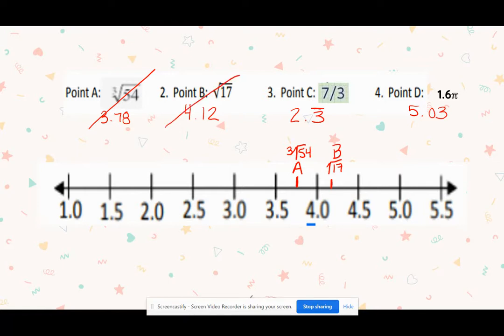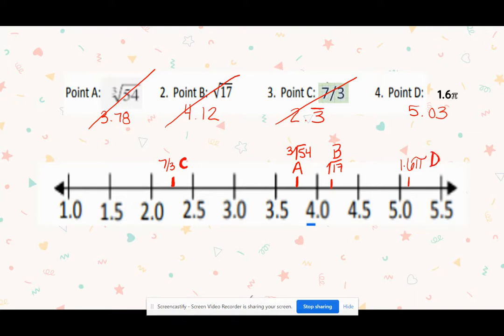Cross it out. We have 2.3 repeating, which is point C. So 2.3 is between 2 and 2.5. So that's about right here. And that is 7/3, or C. Cross it out because I'm done. And then D is 5.03. That's between 5 and 5.5. So it's about closer to 5. I'm going to call it 1.6 pi, or it's called D.